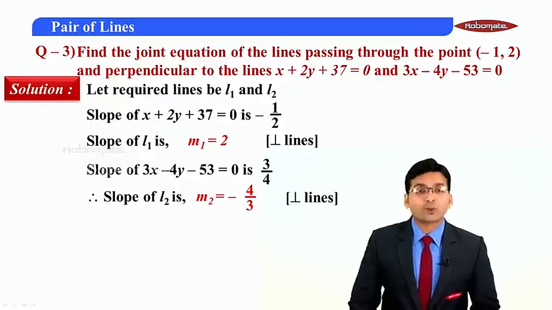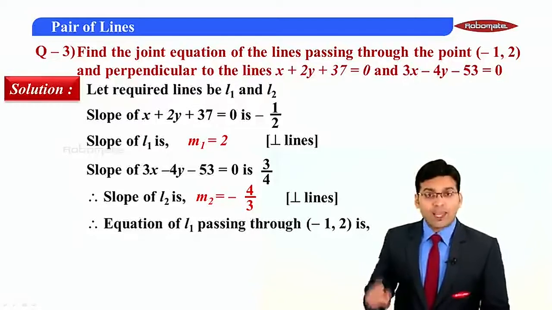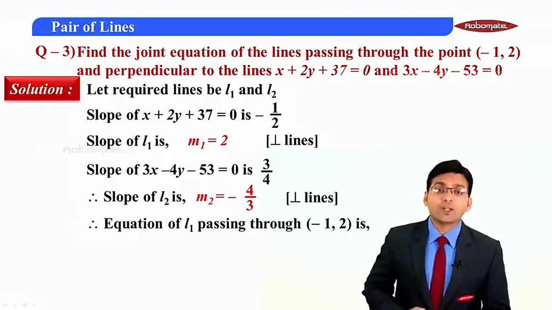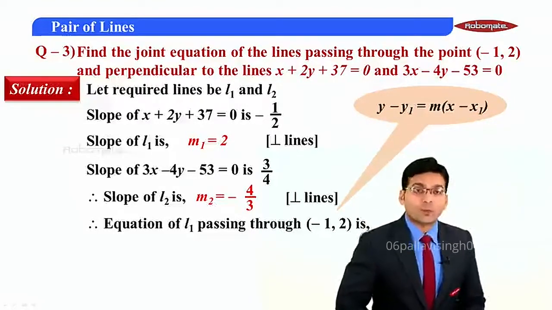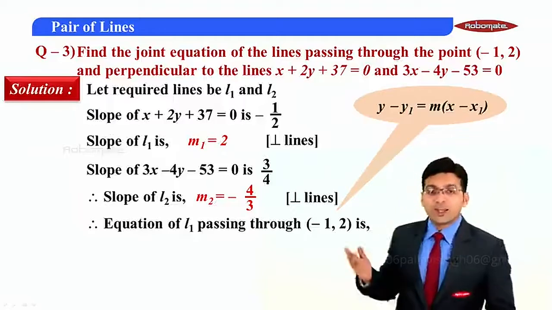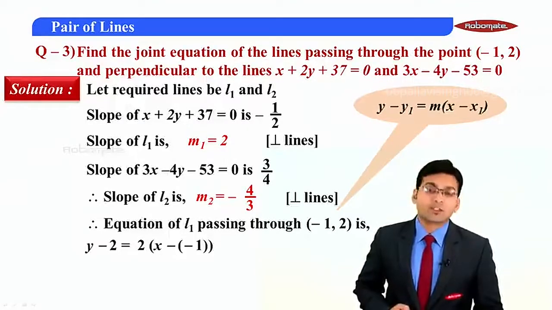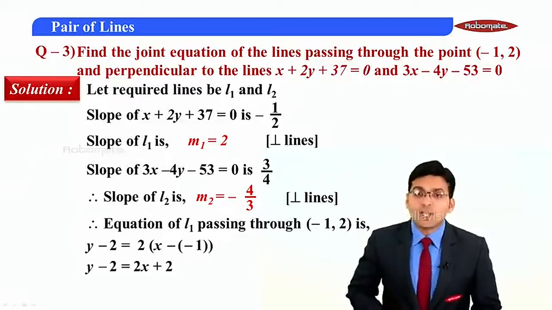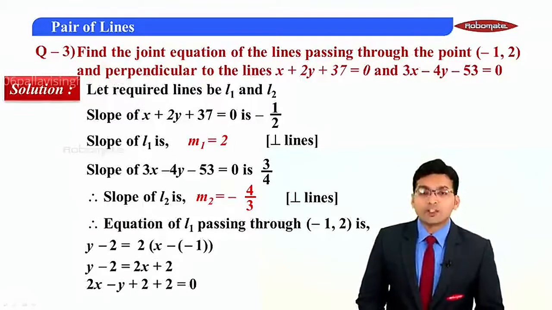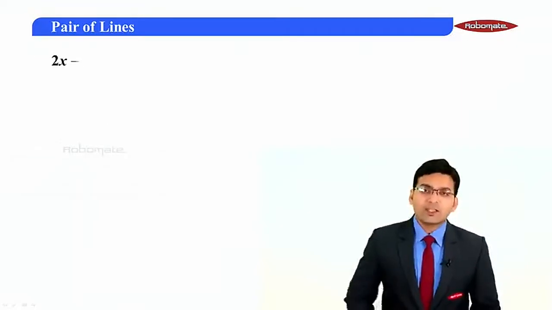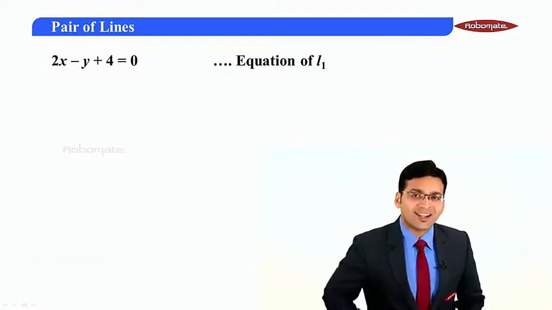Now once we have slopes, students, we have a point through which both the required lines pass, and therefore we say the equation of L1, that is passing through minus 1 comma 2, is given by slope point form, that is y minus y1 equal to m into x minus x1. So for this line, y minus 2 is equal to 2 times x minus minus 1. On simplification, we get y minus 2 is 2x plus 2, and therefore 2x minus y plus 2 plus 2 is 0, and this gives 2x minus y plus 4 equal to 0. So this is the equation of the first required line.